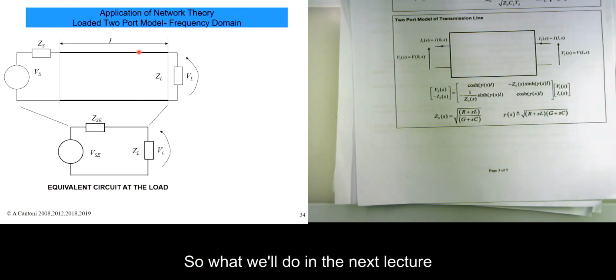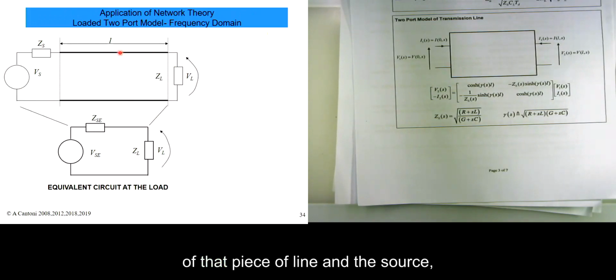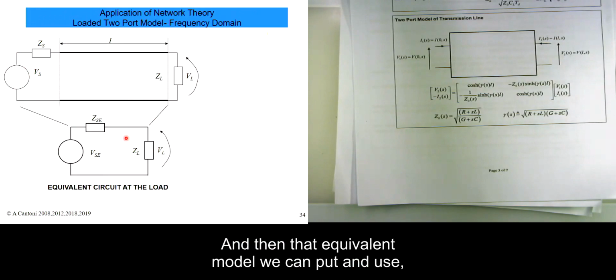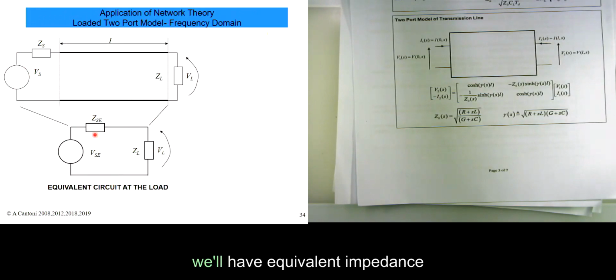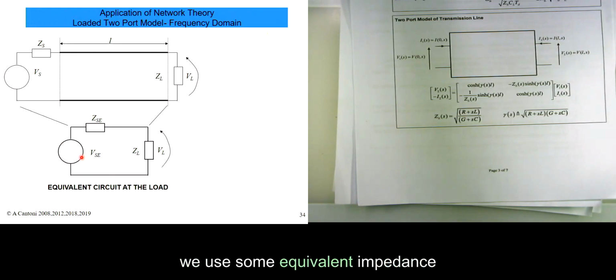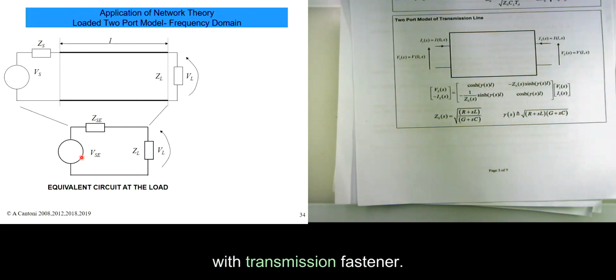So what we'll do in the next lecture is actually find the Thevenin equivalent of that piece of line and the source, which has an ideal source plus an impedance. We'll find that, and then that equivalent model we can use. We'll have an equivalent impedance and an equivalent ideal source, and that's what we can use to solve the circuit. So instead of using a two-port description, we use some equivalent impedance and equivalent voltage source. That's another way to start solving problems with transmission lines, but now only in the frequency domain. Okay, we'll stop there. Any questions? Anyone? Okay, thanks.